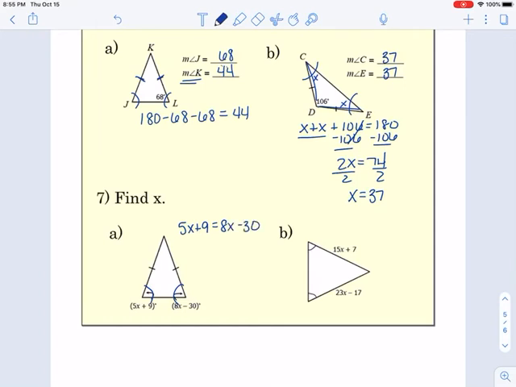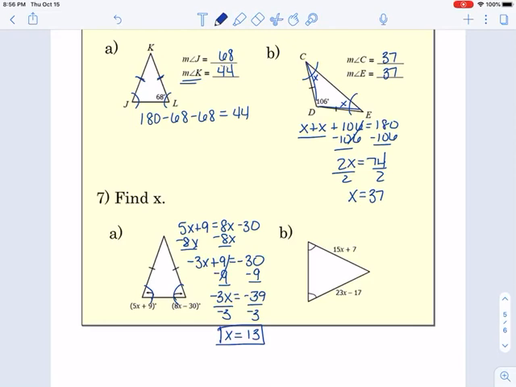So we're going to set 5x plus 9 equal to 8x minus 30. Again, it doesn't matter what we do first. I'll subtract 8x this time. So I'm going to have negative 3x plus 9 equals negative 30. Subtract 9 from both sides, and negative 3x is going to equal negative 39. Divide both sides by negative 3, and x is going to equal a positive 13.